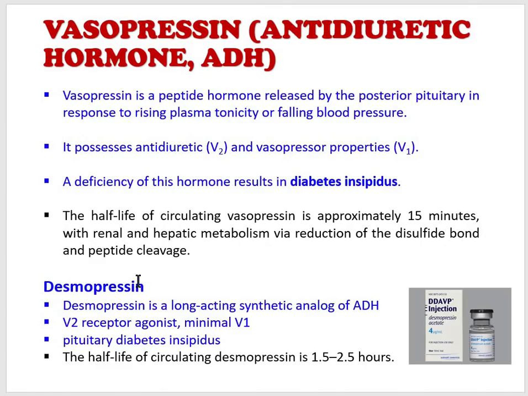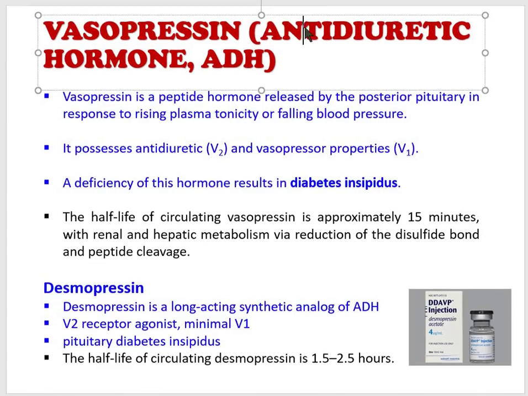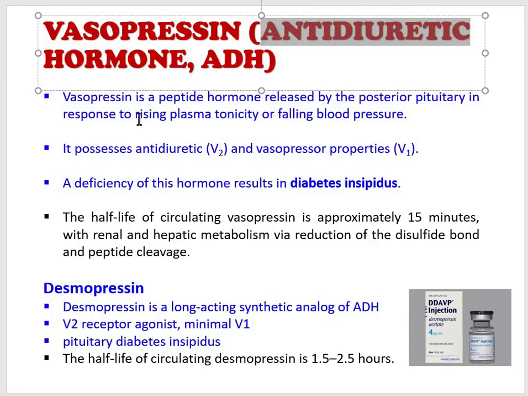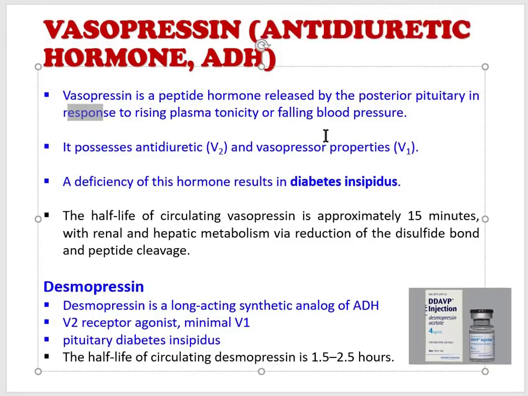Okay, so then we got vasopressin, which is also called antidiuretic hormone, and it is released in response to an increase in plasma tonicity and falling blood pressure. It has two major effects: antidiuretic effects and vasopressive effects, and these are the receptors involved in mediating these effects. Deficiency of this hormone causes diabetes insipidus, which manifests itself as excessive thirst and frequent urination. As the name itself says, antidiuretic: if you don't have it, then you have those things.